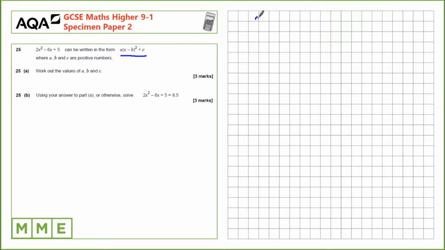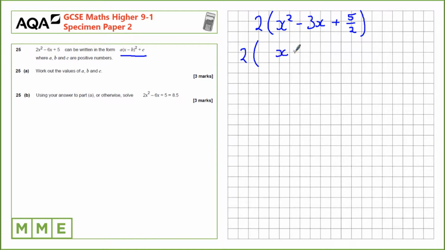In order to do that, we'll start off by writing it in a factorized form as such. So we're taking a factor of 2 out of each of the terms. So 2x squared becomes x squared here, minus 3x, and this will be written as 5 over 2. The next step is to look at this expression inside, and we'll complete the square. I'm going to leave the 2 there for now, we'll come back to it later.